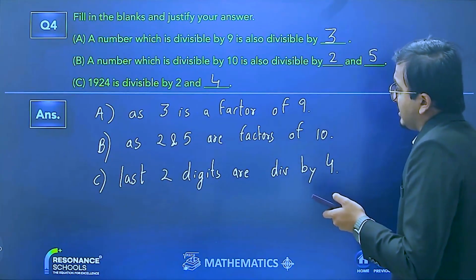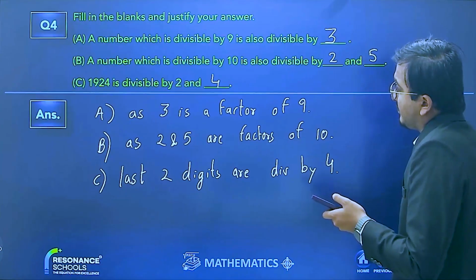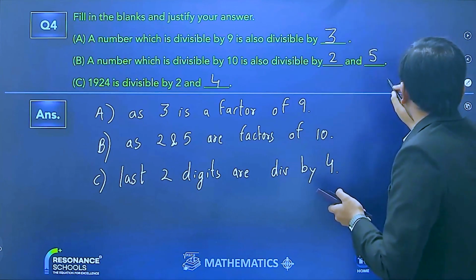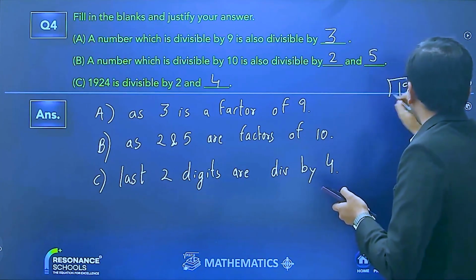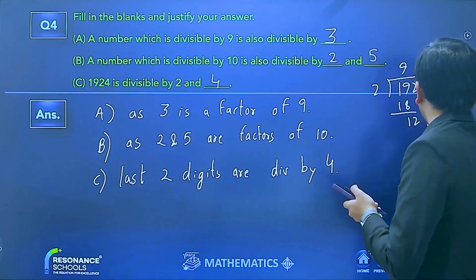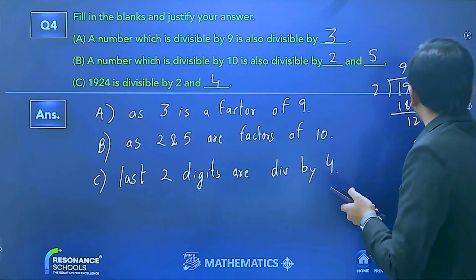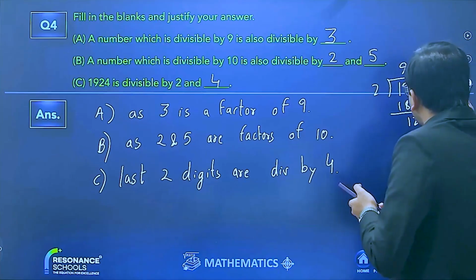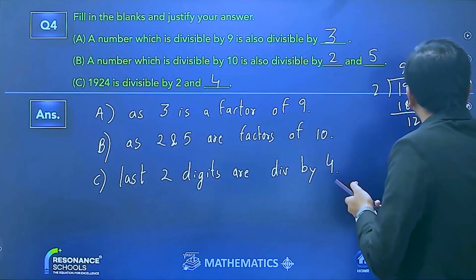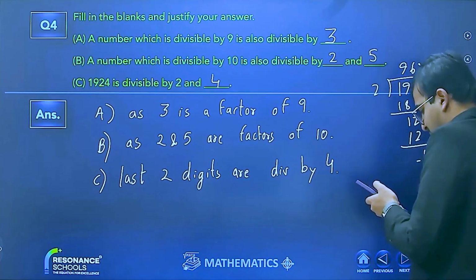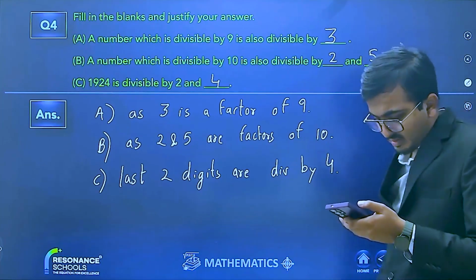9, it will get 18. So let's divide. 1924 divisible by 2. It will be 9, 18, and 2. Correct. 6, 12, 960, 962. Correct, 962 only. My bad. Okay, 962.